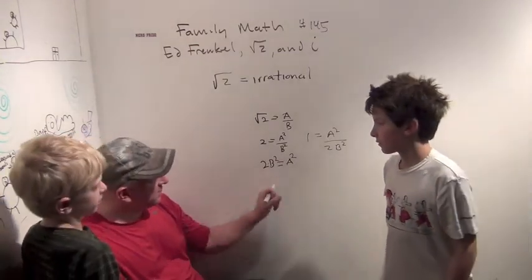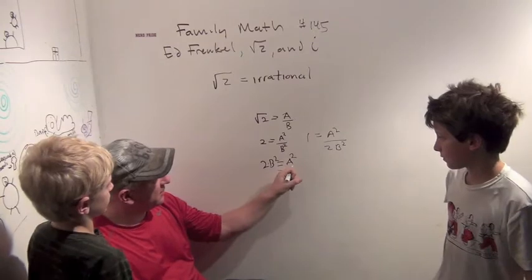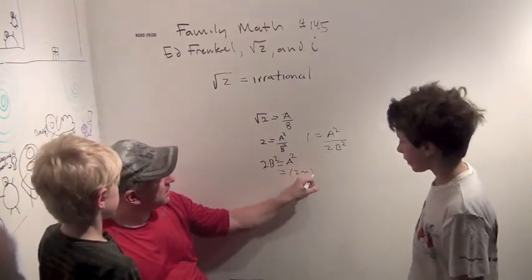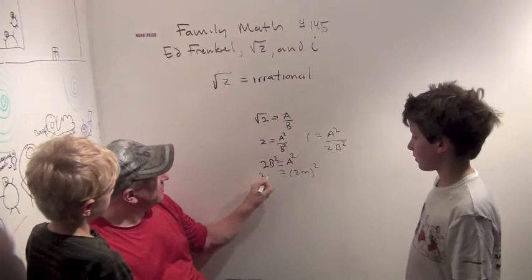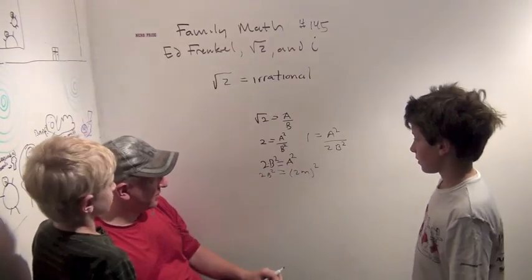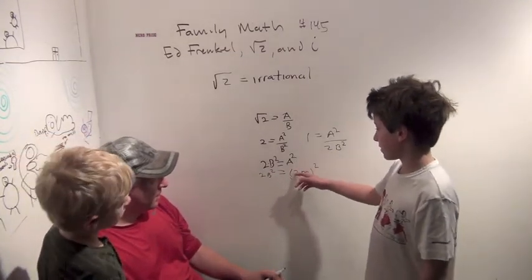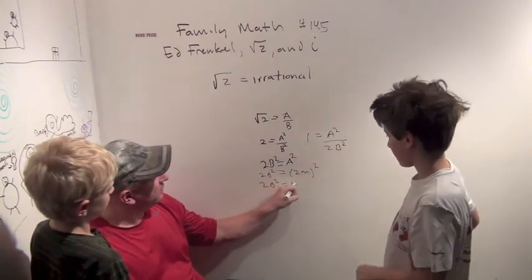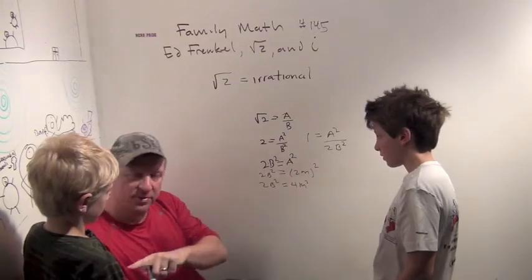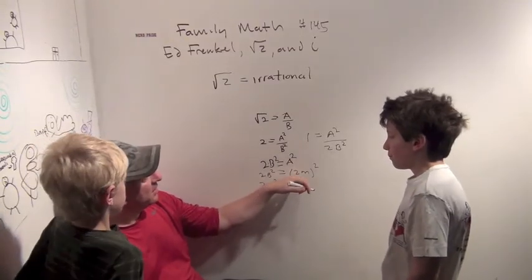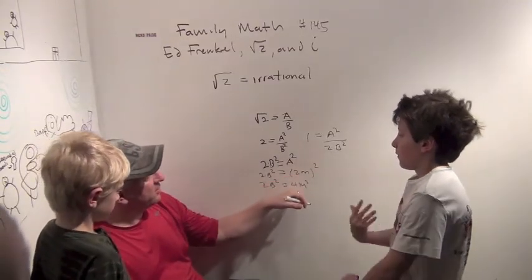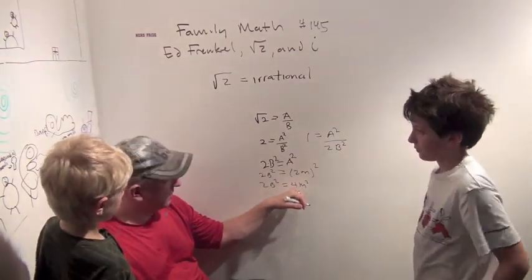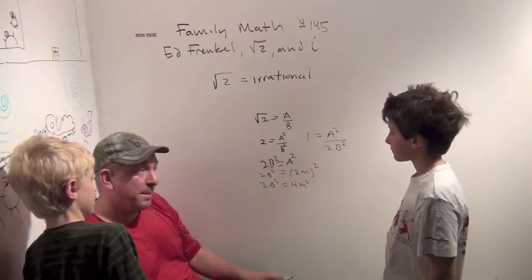Let's use the fact that a is even. a is even means it's 2 times something, right? So let's call it 2m. Squared, so 2b squared equals 2m squared, which is 4m squared. So 2b squared equals 4m squared. We were multiplying 2 squared, which is 4, and m squared. Okay, now what?